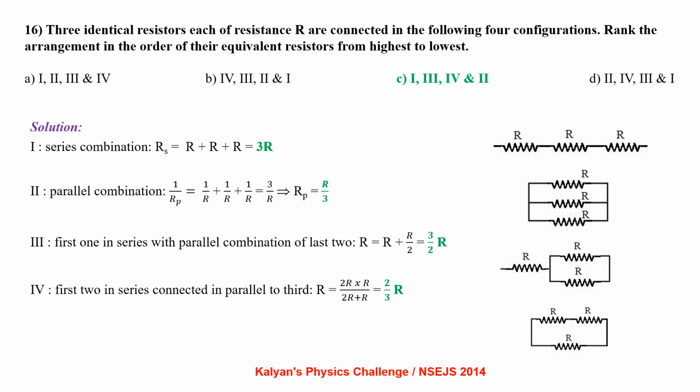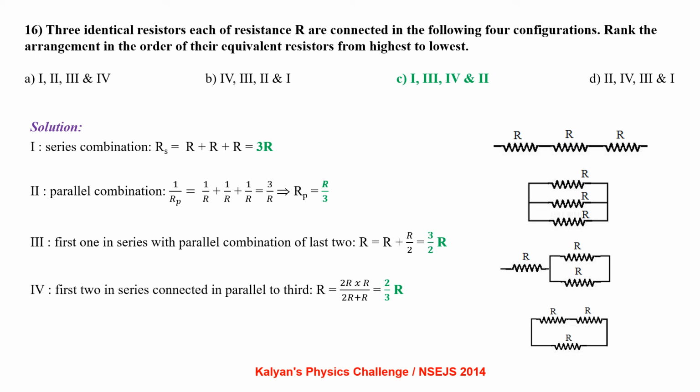Three identical resistors, each of resistance R, are connected in the following four configurations. Rank the arrangements in the order of their equivalent resistances from highest to lowest. First diagram, series combination, so effective resistance is 3R. Second diagram, parallel combination, so effective resistance is R by 3. Third diagram, a resistance is connected in series to the parallel combination of two resistors. So it is R plus R by 2, that is 3 by 2 R.